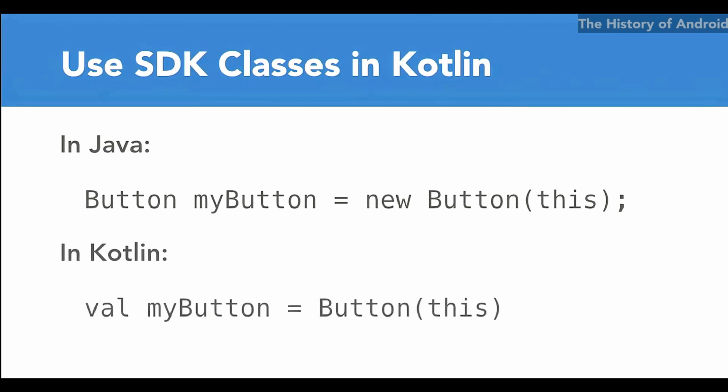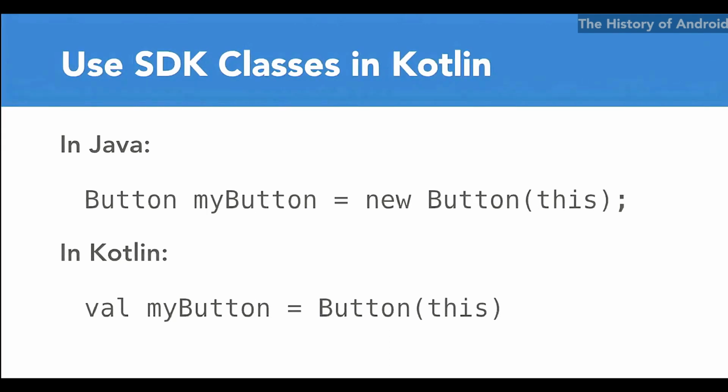The same operation in Kotlin would look like this. You start your variable declaration with either val or var, then you have the name of the variable, and then the constructor. Notice you don't have to explicitly declare the type of the variable in Kotlin. In this example, the type is inferred from the constructor. Also notice that there's no semicolon at the end of the line, because semicolons in Kotlin are optional.